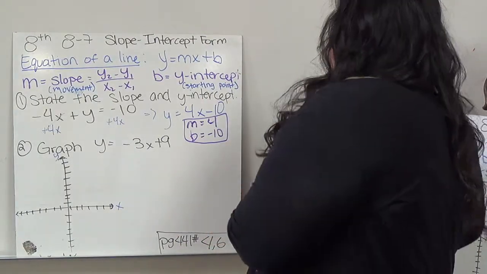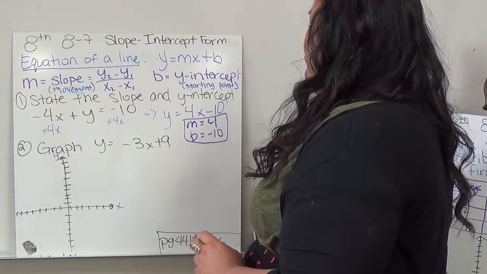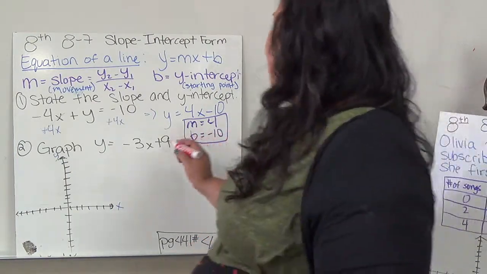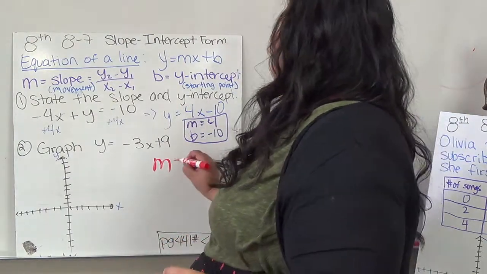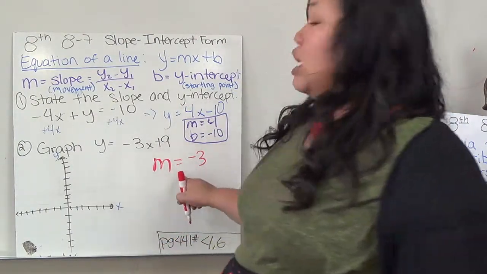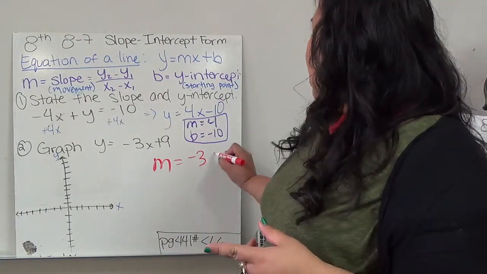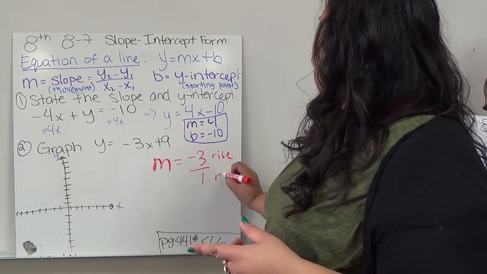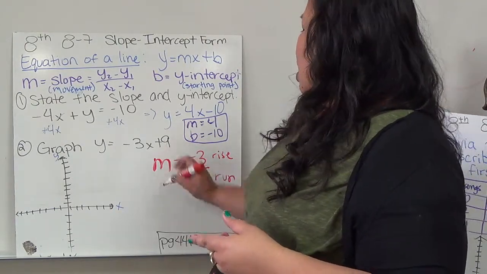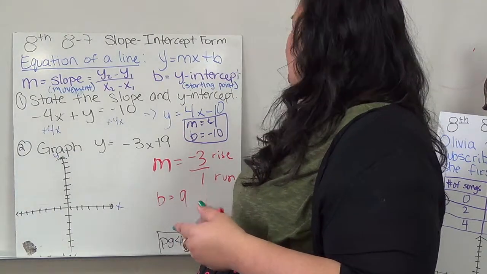So for example, on 2, they already have it in y equals mx plus b form. And so I'm going to locate my m right here, which is -3. Whenever I want to apply the slope, I want to put it in fraction form, because this is my rise and my bottom is run. So since it's a whole number, it's over 1. Okay? And then my b, my y-intercept, is 9.